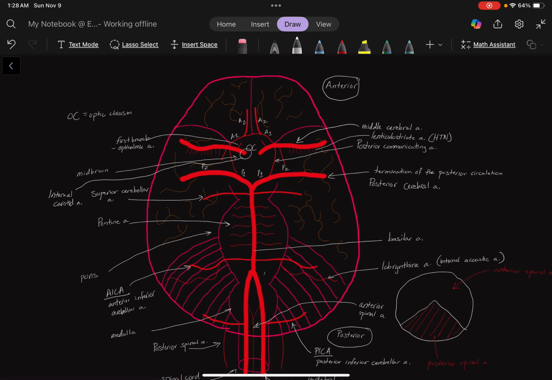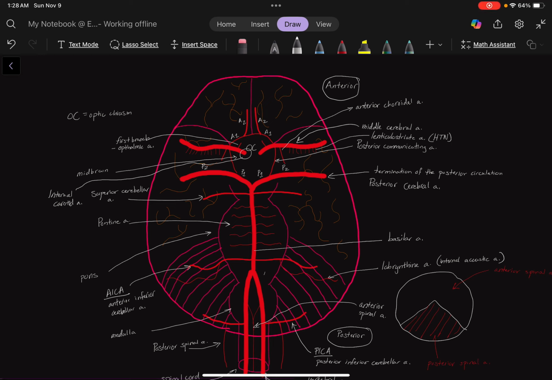And I actually missed this branch right here. This branch would be the anterior choroidal artery. Okay.